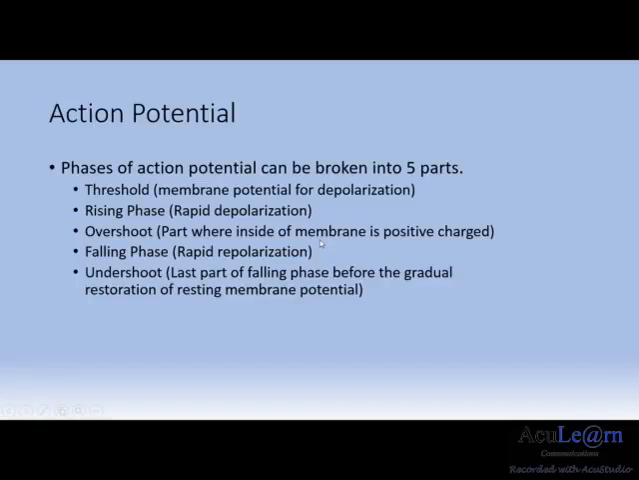The phases of an action potential can be broken down into 5 parts. The threshold, where the membrane potential reaches threshold levels for depolarization. This is followed by the rising phase, which is the rapid depolarization of the neuronal membrane. Consequently, the inside of the membrane becomes positively charged, which is the overshoot phase. Next, the potassium channels open and repolarization occurs, forming the falling phase. Lastly, it ends off with the undershoot, which is the last part of the falling phase before the gradual restoration of resting membrane potential.